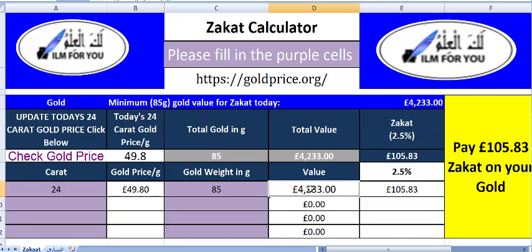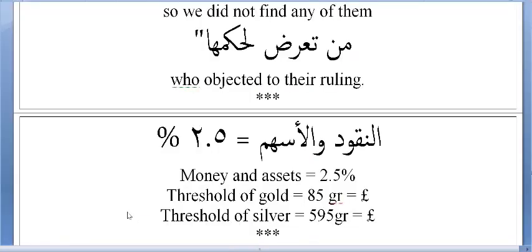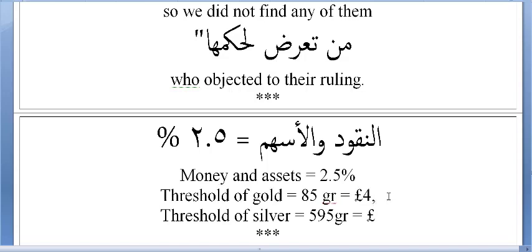This is the threshold of the gold. When you use the threshold of the gold for your money or your assets, it should be that until you reach 4,200, you don't need to pay zakah. Let's see on the side of 4,233. Okay, let's write here that number. 4,233.